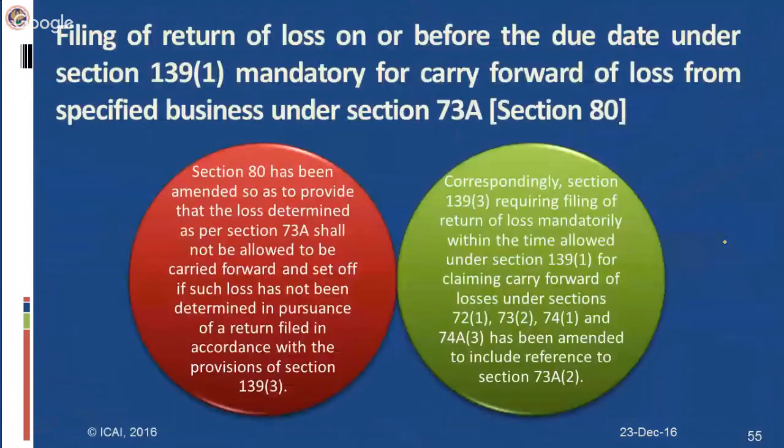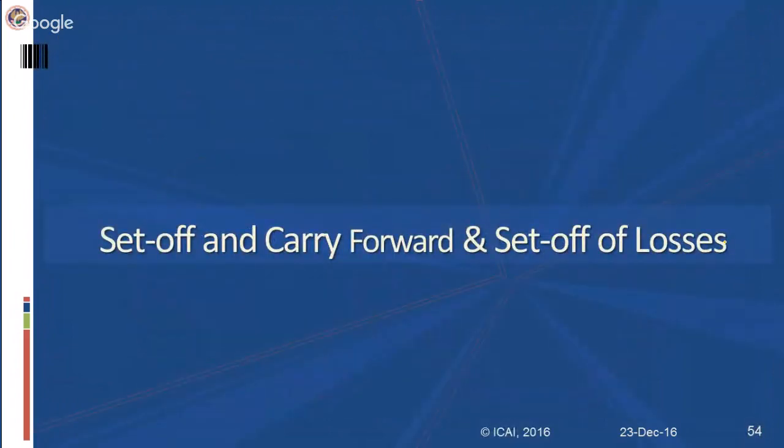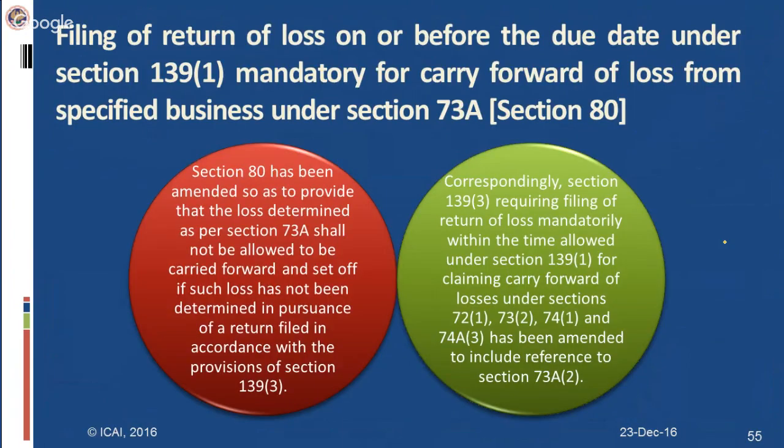Let's go to set off and carry forward of losses. In case of set off and carry forward of losses, Section 73A provides for set off and carry forward of loss from a specified business covered under Section 35AD. In that case, loss can be set off against other specified business only. It cannot be set off against any other head. And it can be carried forward and set off against the same other specified businesses only. Further, it can be carried forward and set off indefinitely, for any number of years. There was no such restriction in Section 73.